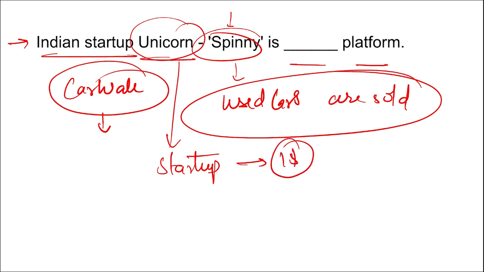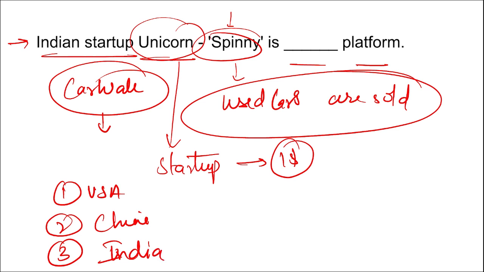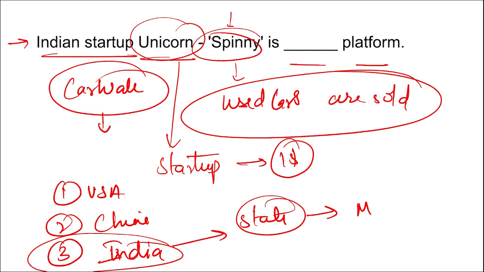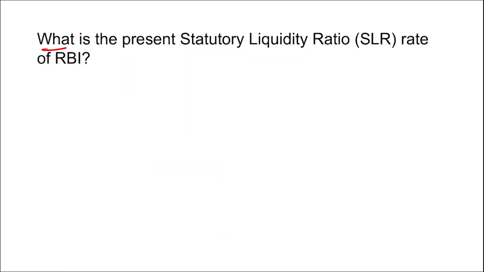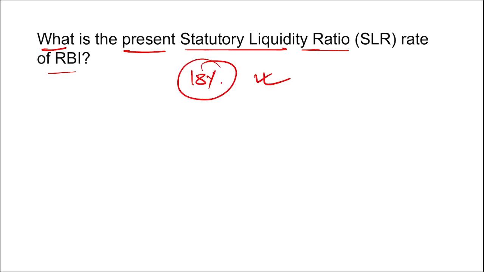And remember, if we talk about the rank of the countries in terms of unicorns in the world, first is the United States of America, second is China, and third is our beloved India in terms of the most number of unicorns. And in India too, if asked, the state that has topped in the maximum number of unicorns or startups is Maharashtra. Alright, mark this. Next, what is the present statutory liquidity ratio rate of RBI? SLR ratio of RBI. What is the ratio? Tell me. Simple and direct question. It is 18%. Correct answer.